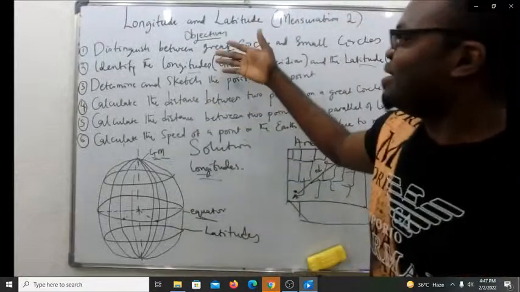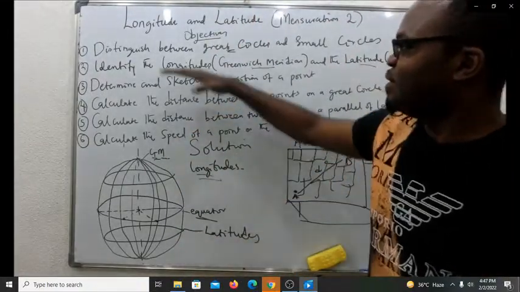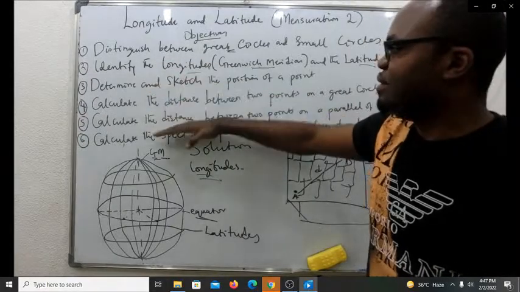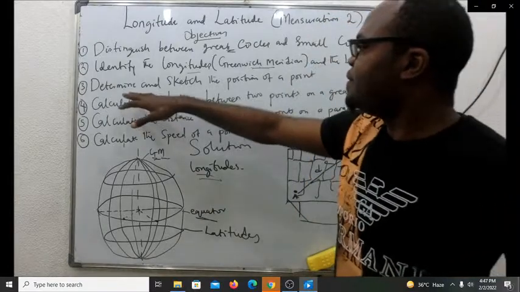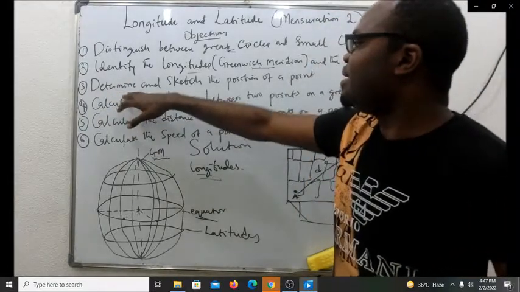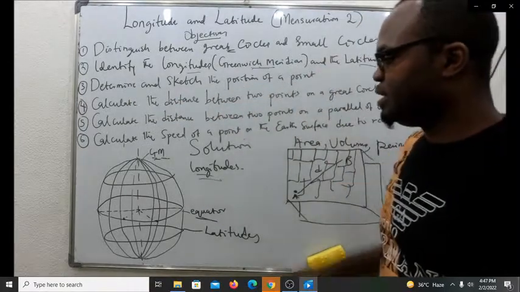You see, I just outlined the objectives and already we are solving them. So at least we get them to where we start doing calculations, which we'll do in the next class. Now let's look at the third objective. Determine and sketch the position of a point.